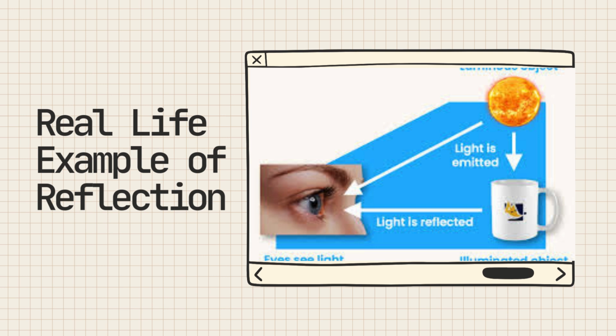Now I'm going to explain the real life example of reflection. Reflection is everywhere in our life, really. I'm going to start with the most basic example that we use in our daily life. That example is when light travels towards your eyes. Your eyes detect this reflected wave and your brain interprets the information, allowing you to see objects and the color of the object.